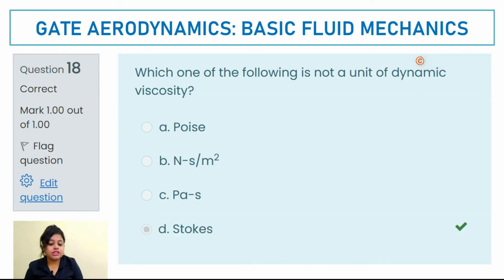Okay, moving to this question: which of the following is not a unit of dynamic viscosity? Please note that they have asked for the one that is not a unit. Dynamic viscosity is known as a poise, it is known as a Newton second per meter square, and it is also represented as a Pascal second. The only one left is a stokes. Stokes is a unit for kinematic viscosity. So the right option is D.